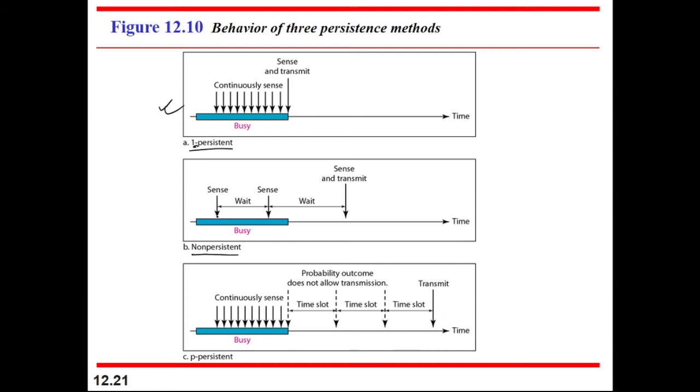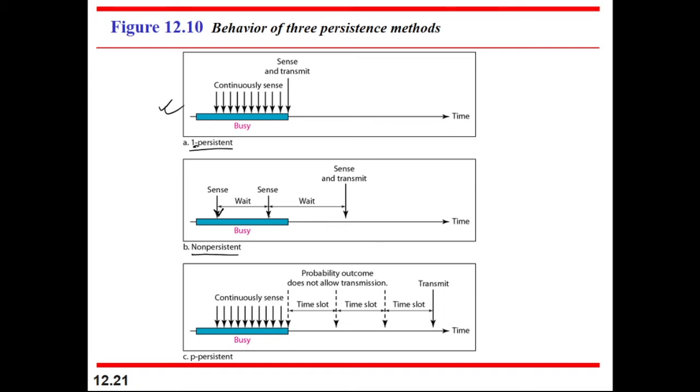Okay, so it sends at first, then it has to wait, after that it sends again, then it needs to wait, and then it needs to transmit. Okay, so in the non-persistent method, they are waiting for a random amount of time, and then they are sensing the line again.